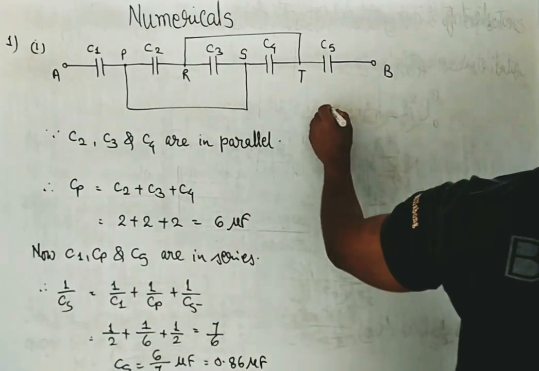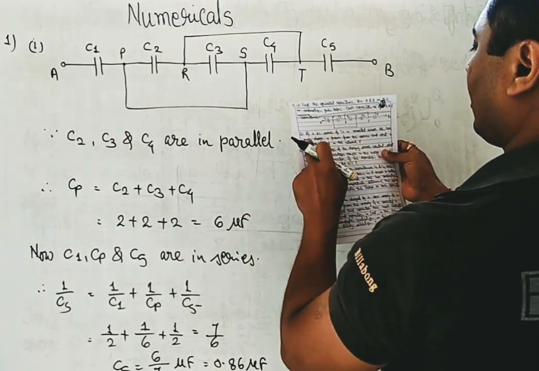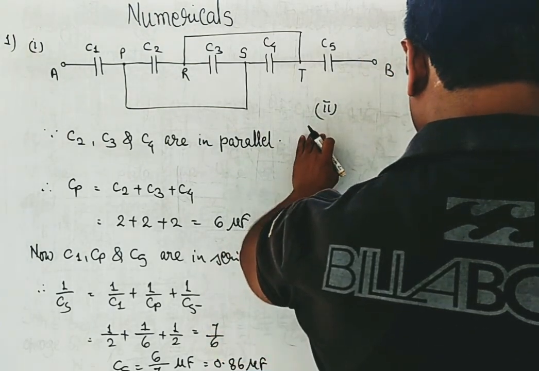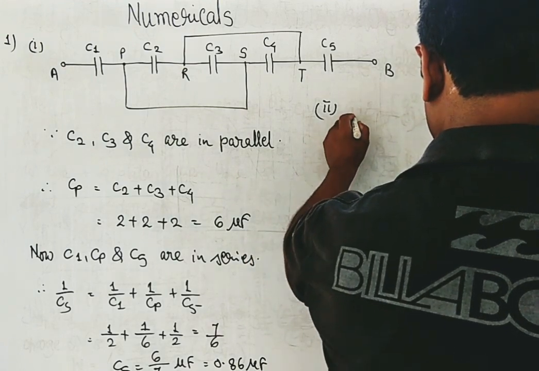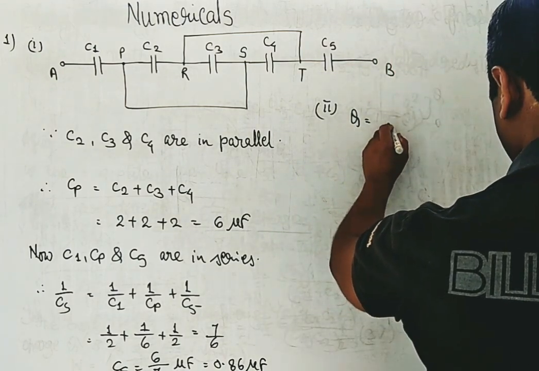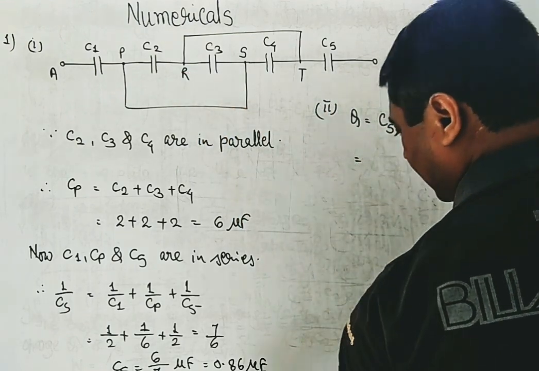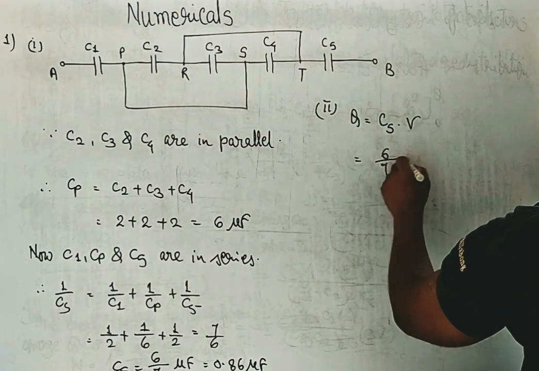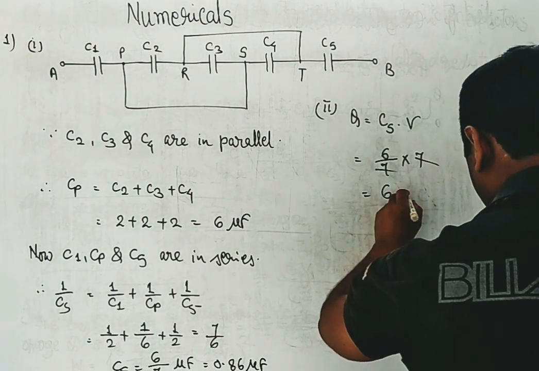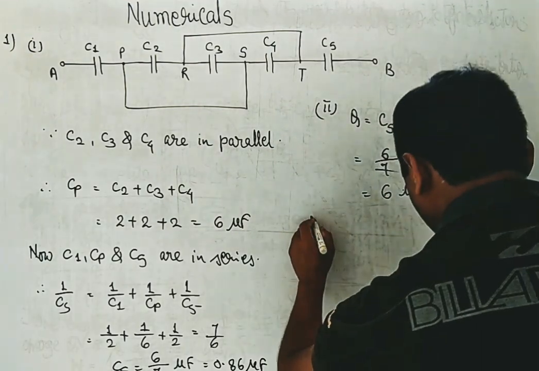Now the second part of the question is saying if we connect A and B with 7 volt potential, then how much charge is drawn and what is the energy stored in the network, that needs to be calculated. Now for that we begin to calculate the charge first. What amount of charge is drawn? So this is Q equals to C equivalent into V. So this CS we got as 6 by 7 and 7 volt potential is applied. So this gives 6 microcoulomb of charge.